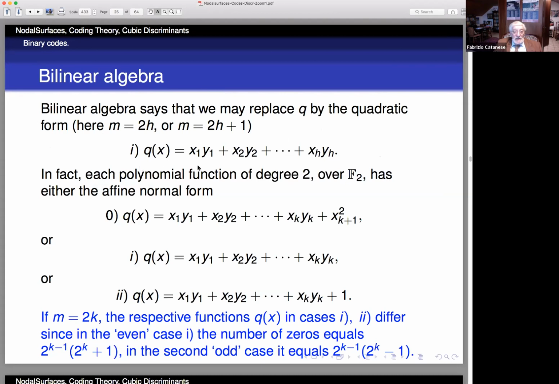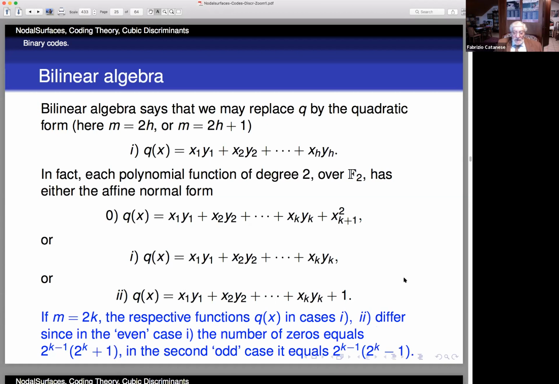written, so we can reduce to the case where Q of X is X1 Y1 plus X2 Y2 plus up to XH YH, because each polynomial function of degree 2 over F2 has one of these affine normal forms: a sum of products plus a square, a sum of products, or a sum of products plus 1. But since we already have the constants and xk plus 1, which is a linear form, we can reduce to this form.